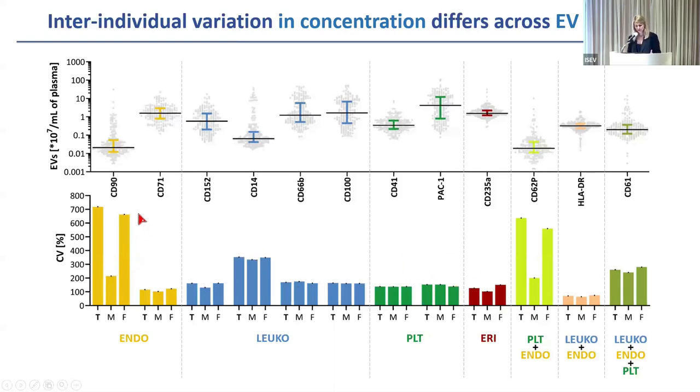What was interesting, if we separated this by sex, we observed that at least in these 3 cases presented here, for CD90 and CD62P and also for CD235A, this variability is mostly on the account of the females. So there's a lot of variability in females that is introduced in the whole population.